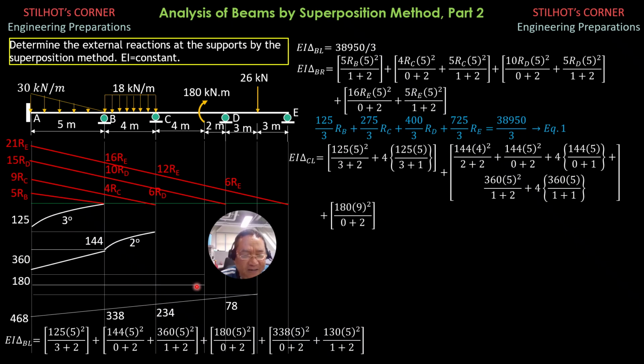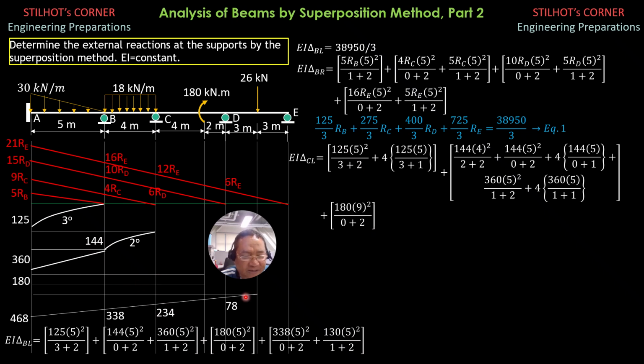Then for the couple load, which is this, it is just 180. 180, length is 9, because that's 5 plus 4, 9. 9 square over 0 degree plus 2.